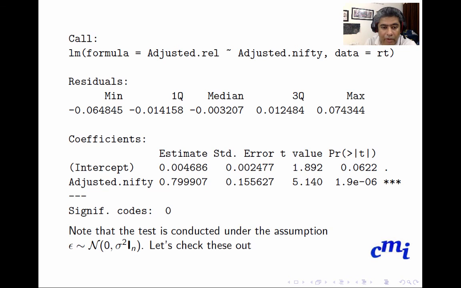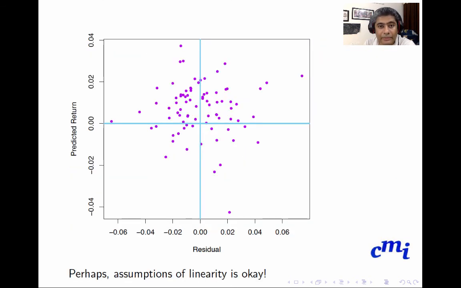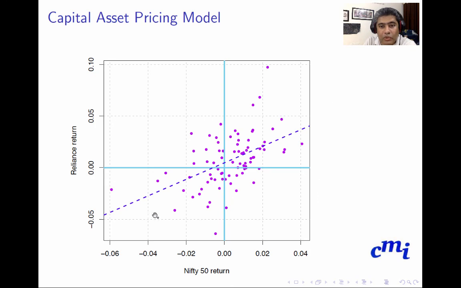Now note that this particular test is conducted under the assumption that the epsilon, or the idiosyncratic return, follows normal 0 sigma square I. Let's check whether these assumptions are correct. So first thing I did, I plotted the residual versus the predicted return, and we don't see any kind of pattern. So perhaps the assumption of linearity is okay.